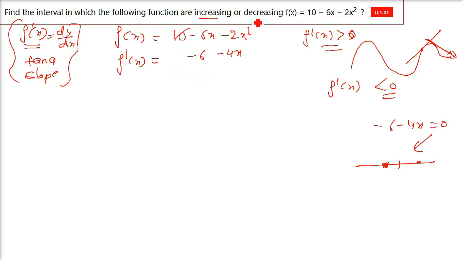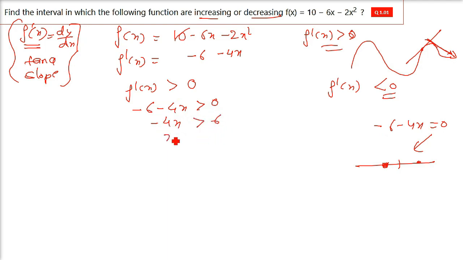So if it is increasing or decreasing, we have to see whether f dash x is greater than 0 or less than 0. So f dash x is greater than 0, that is minus 6 minus 4x is greater than 0. What does it mean? Minus 4x greater than 6, I am taking the 6 here. It will not matter, the sign stays greater than only.